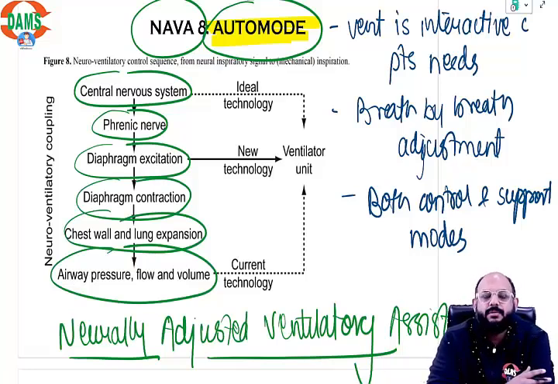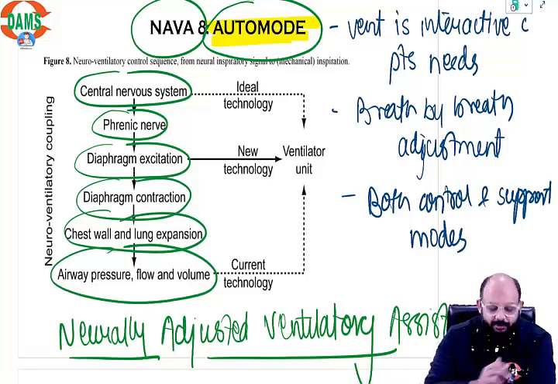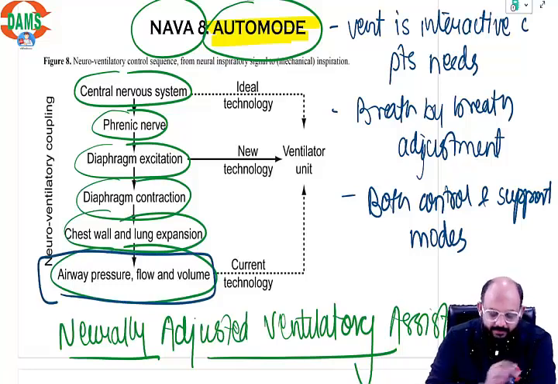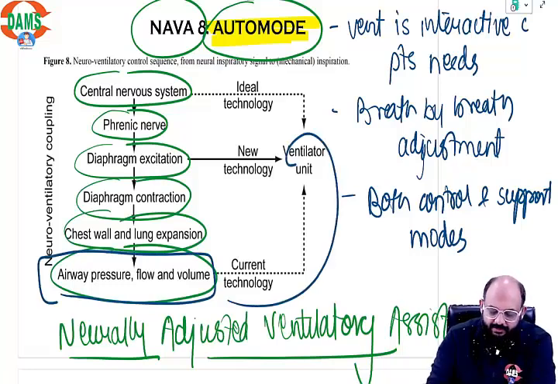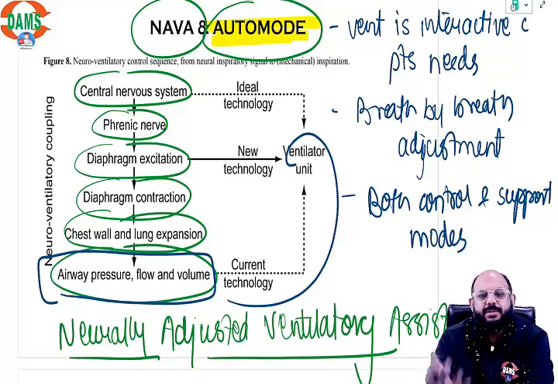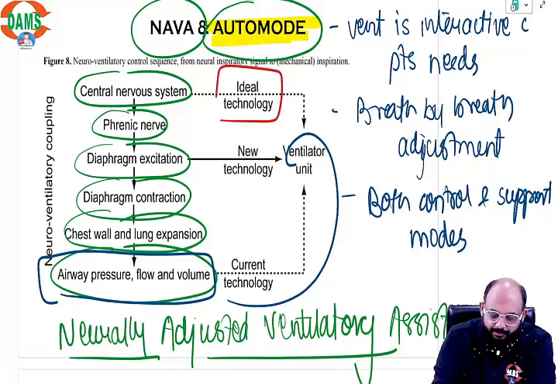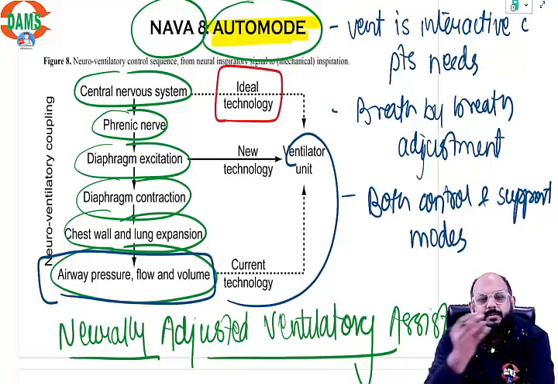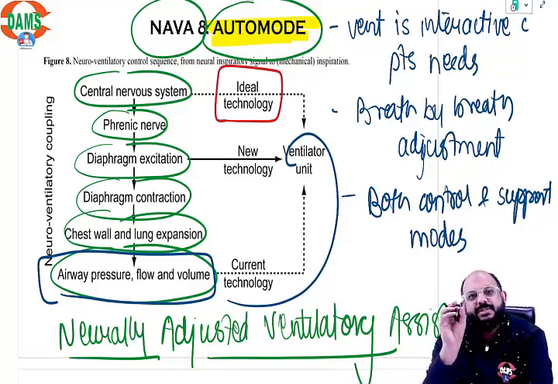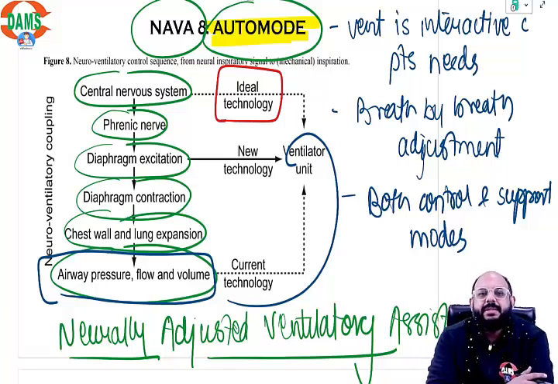This is normal. Normally, the current technology is that we set the airway pressure, flow and volume, and we give this information to the ventilator unit, which will then deliver the breath. So it is going from bottom to top. Futuristic technology would be, ideal technology would be where the impulse is initiated in the brain. You sense that only and change the breath characteristic.